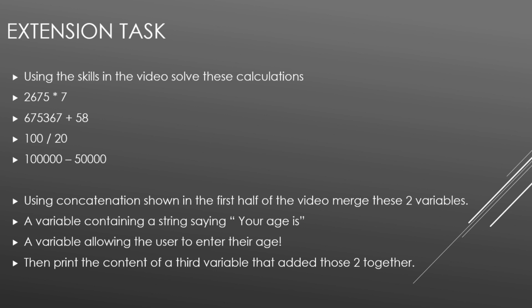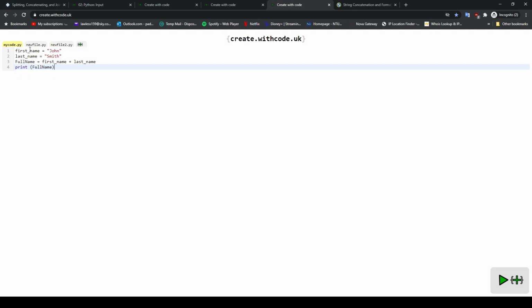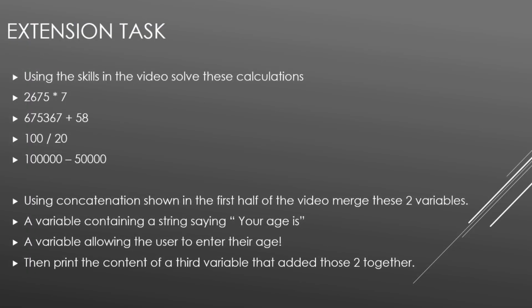So in your final print statement, if we move back over to Create with Code, you can see in the first half of the video, I walked you through first name, last name, full name equals first name plus last name. You will have to do the same concept with an age variable and then a fluff text variable that says your age is. In the end, I want your print statement just to have one variable in it that will print your age is and then whatever the user entered. Again, if that doesn't make sense, or you're struggling with that, just post a message in the chat and I can explain it live and demo it for you again.